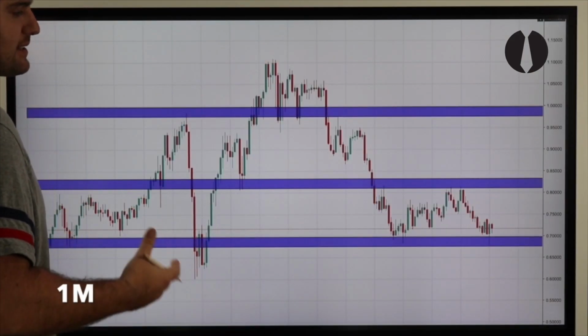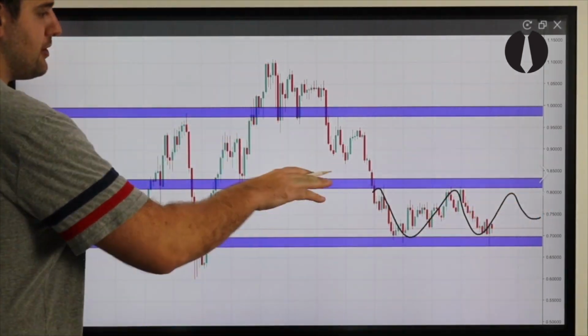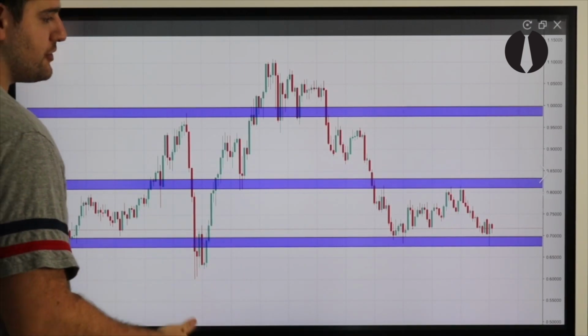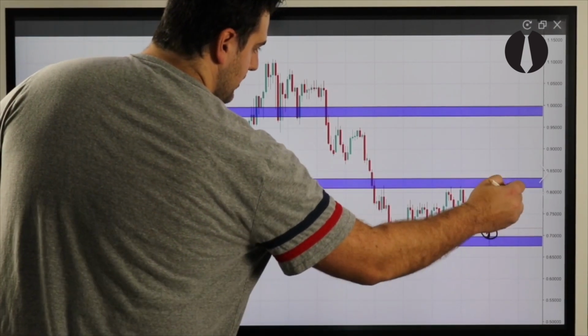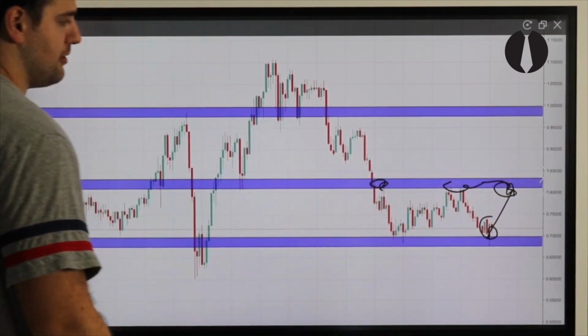So when we take it back to the monthly, what we're really looking for is price to play within its mid-range and lower monthly zone. If price moves the way we need it to for an entry long, we're simply going to be capitalizing on this long move to retest our monthly mid-range zone.